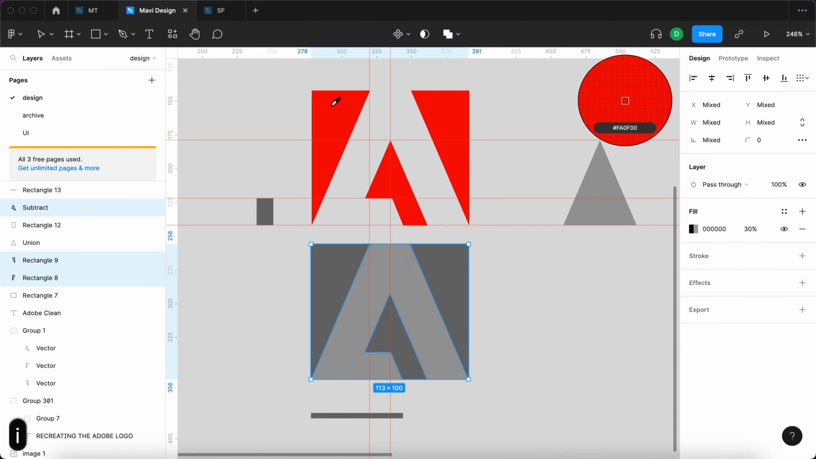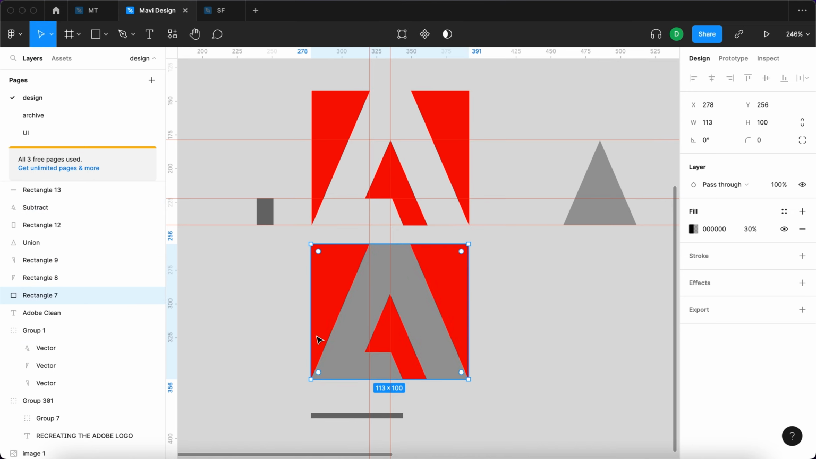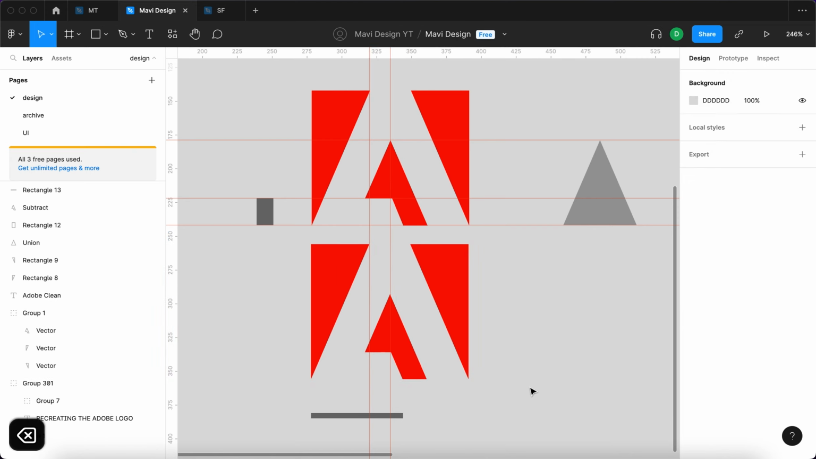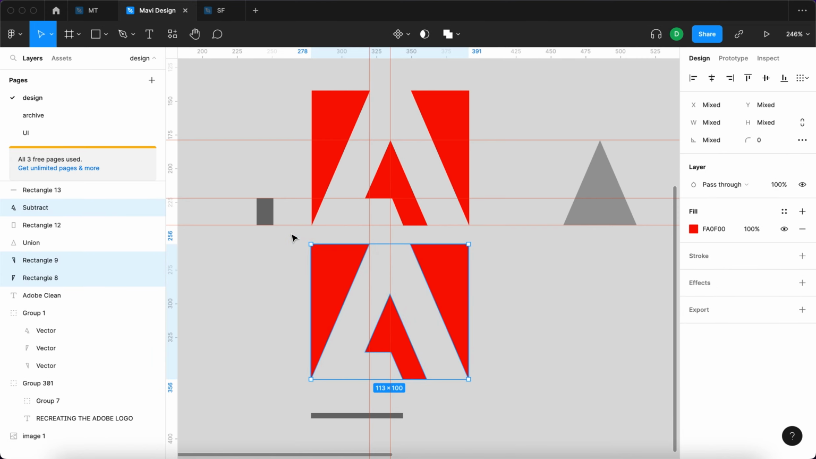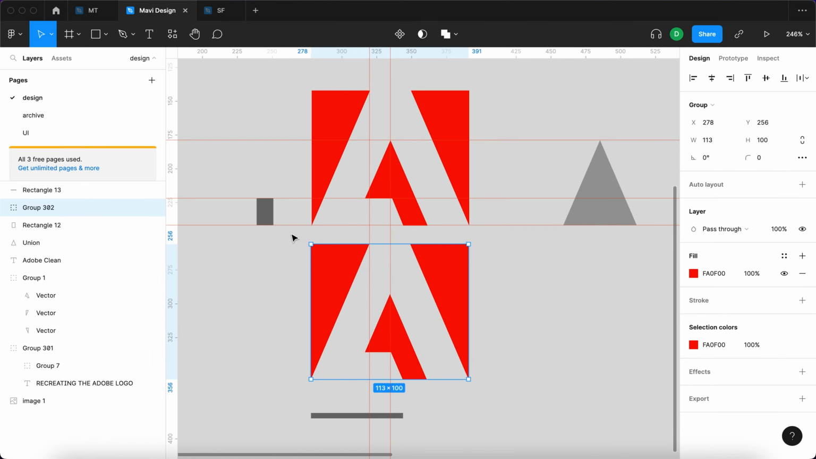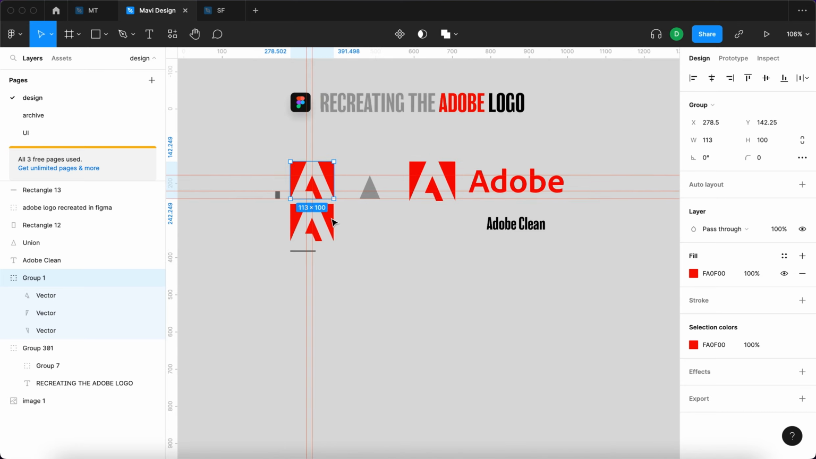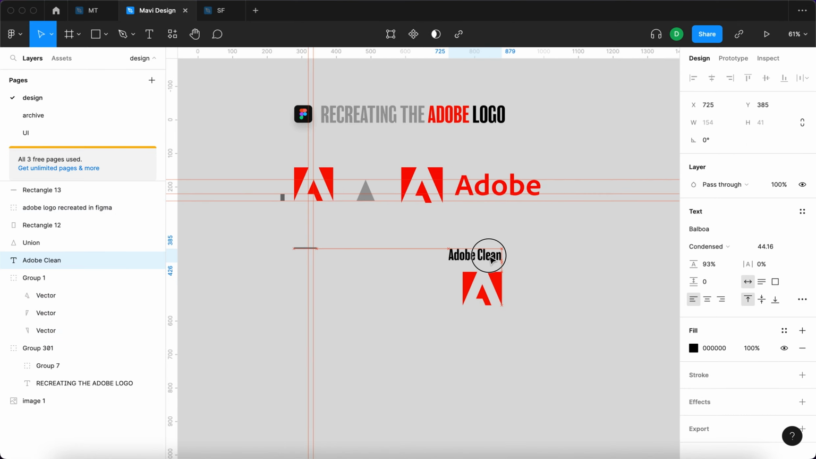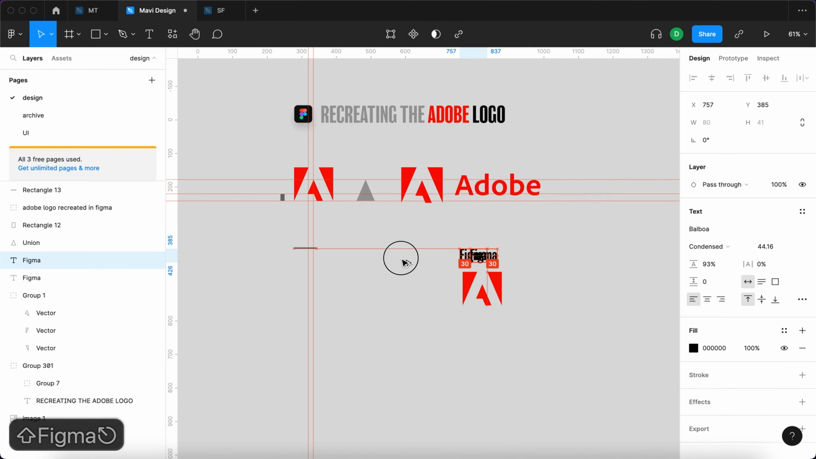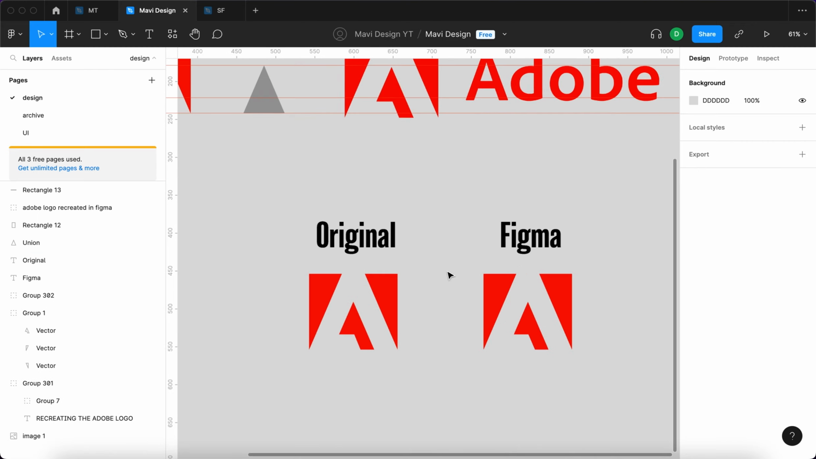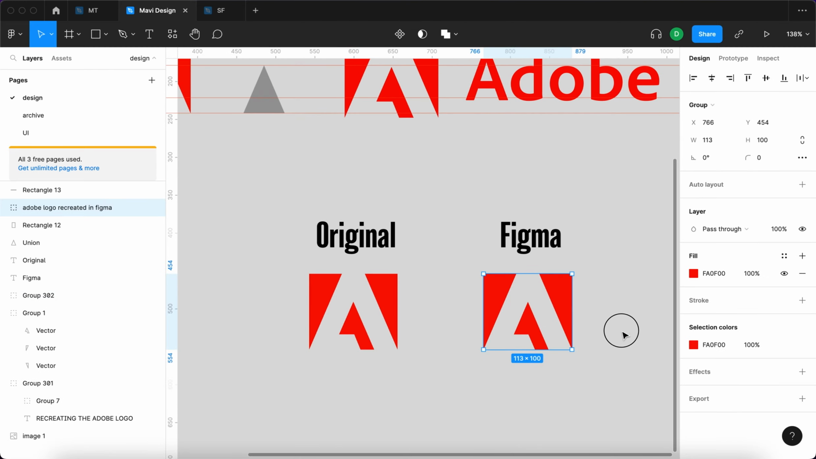Let me select these three shapes that we have. Then let me sample this color, and then we can select the base rectangle and remove it. Now we can select these shapes, group this group, and name this group Adobe Logo Recreated in Figma. And here it is. Let me note this down for you. Figma, and here will be the original. So this is the original, and this is what we have created.